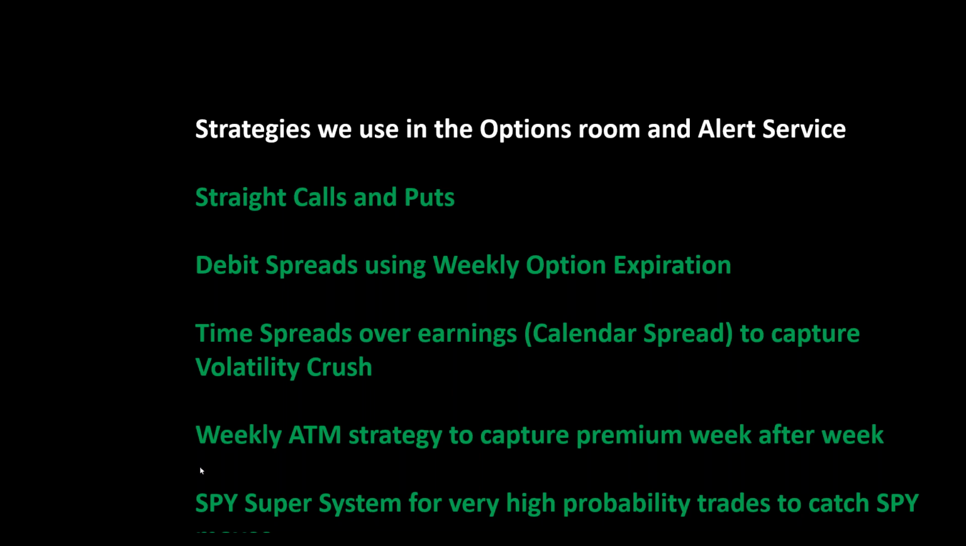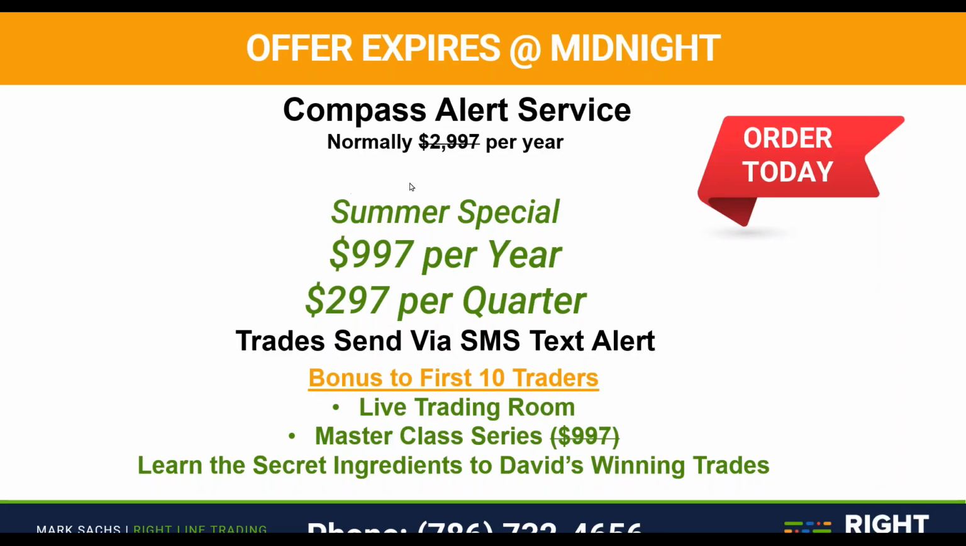And the SPY super system, which we do in the room, is not going to be alerted because the trades are too quick. I can't send out an alert and then send another alert 45 seconds later. It's just not practical. So that actually kind of covers it.